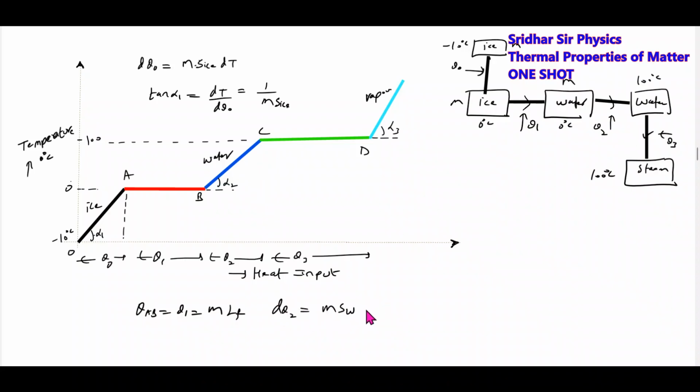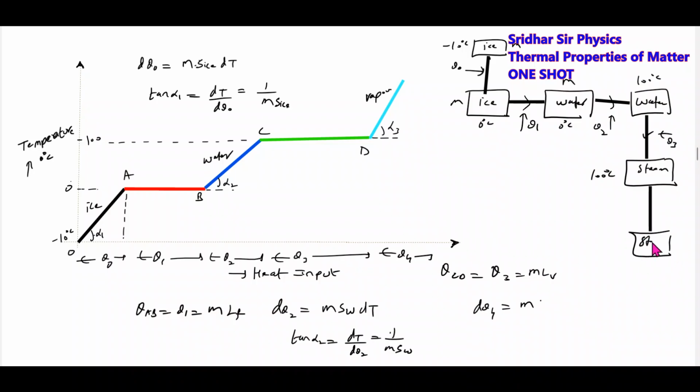Similarly here, dQ2 is equal to M into specific heat of water into dT. Tan alpha 2 is equal to dT by dQ2, equal to 1 over M into specific heat of water. Then QCD, that is Q3, equals mass into latent heat of vaporization. Further dQ4 at this point: if you want to increase the temperature of the steam further, it is mass into specific heat of steam into dT.